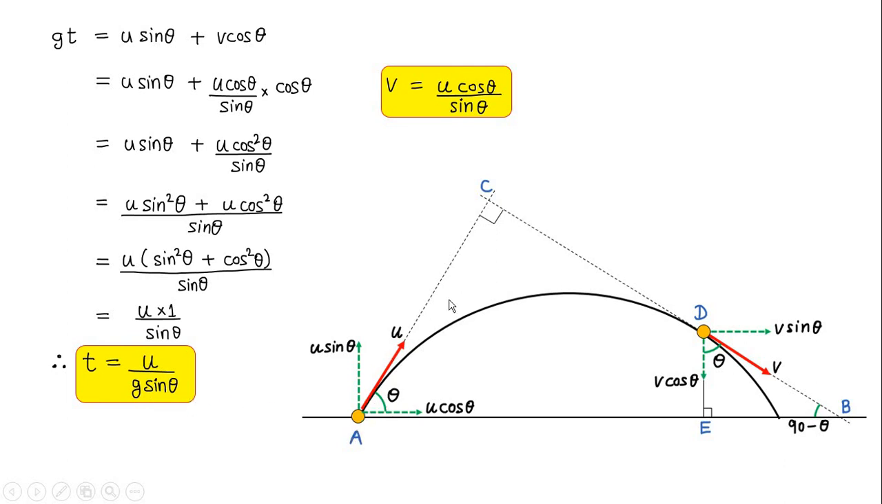The time taken for the particle to go from A to D is u divided by g sin theta.